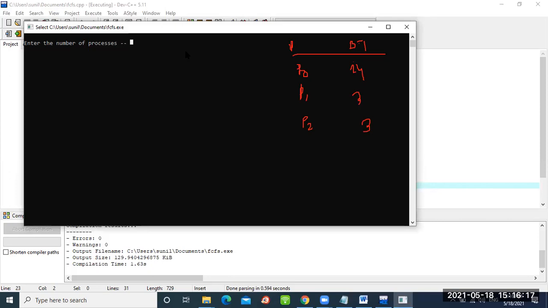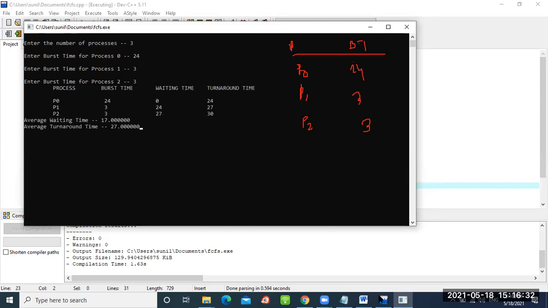So number of processes 3. Now enter the burst time for the first process, 24. Enter the burst time for the second process, 3. Enter the burst time for the third process, which is again 3. Now you can see here. What is the answer? So cross check karo. The waiting time of the first process is 0 and turnaround time is 24. Waiting time of the second process is 24, turnaround time is 27. Waiting time of the third process is 27, turnaround time is 30. The average waiting time 17 आया था सुबह and average turnaround time 27 आया था.